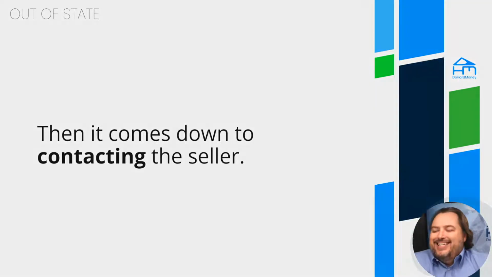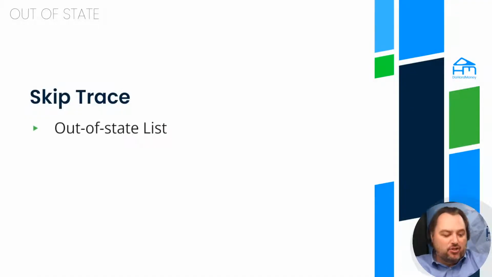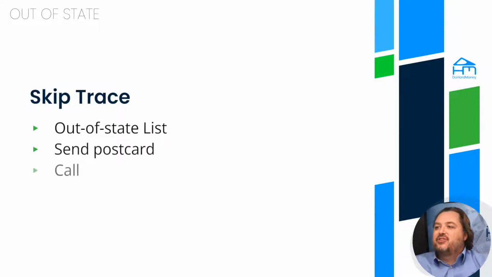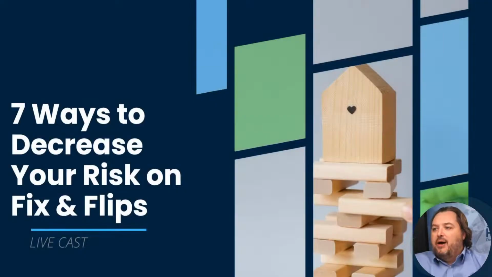When it comes down to contacting the seller, we talked about skip traces just barely, and out-of-state lists. You can send postcards, you can call. Those are the different ways we're actually going to get in contact with somebody to help them make this a reality.